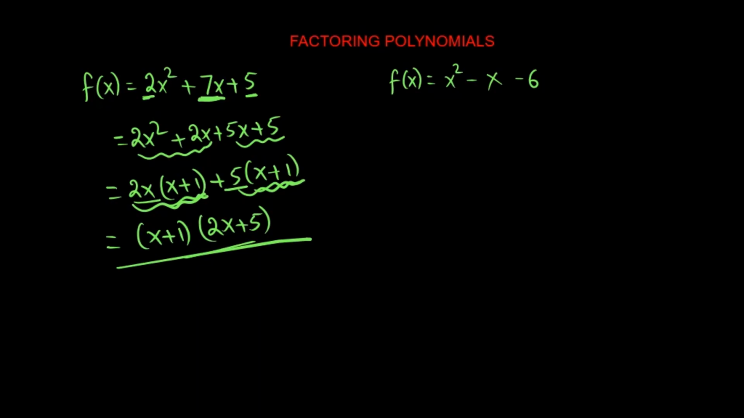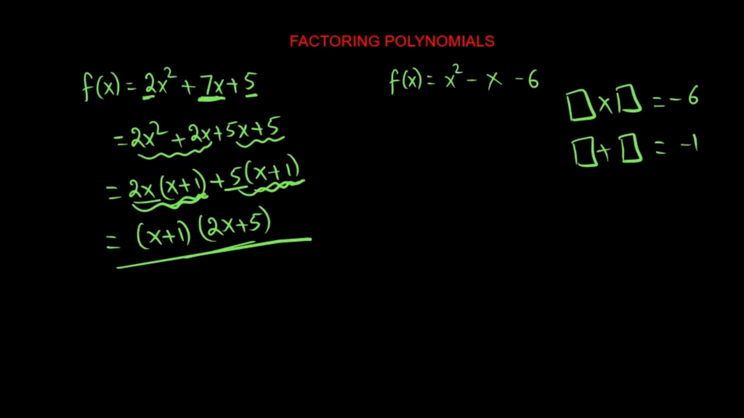The second question. We follow the same steps. Start with the number in front of x squared. In this case, it's 1. So 1 multiplied by the number at the end, minus 6. 1 times minus 6 is minus 6. So we need two numbers that multiply to become minus 6, and the same two numbers should add to become this number, which is minus 1.